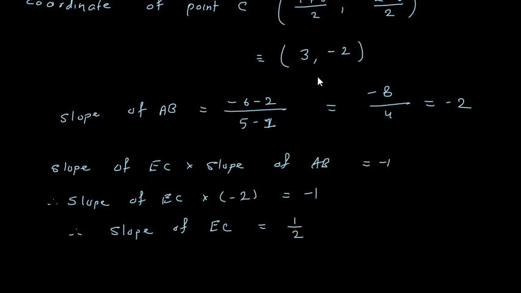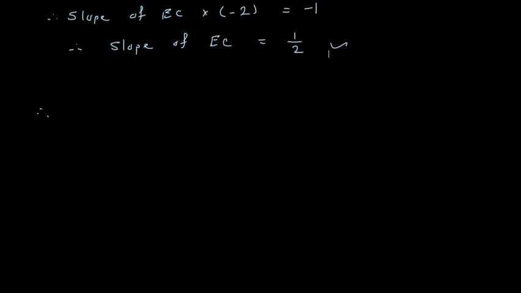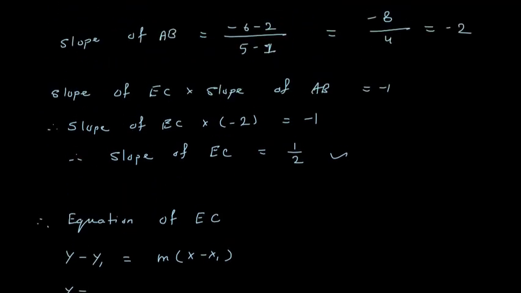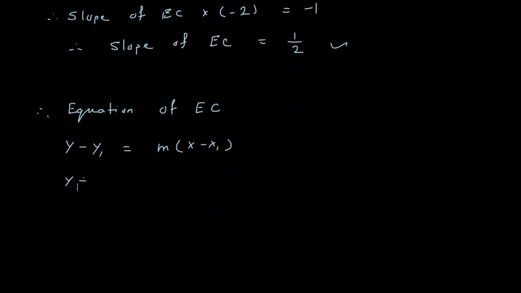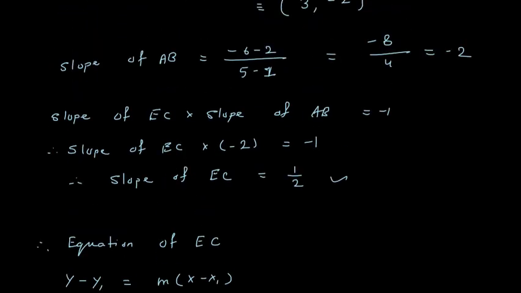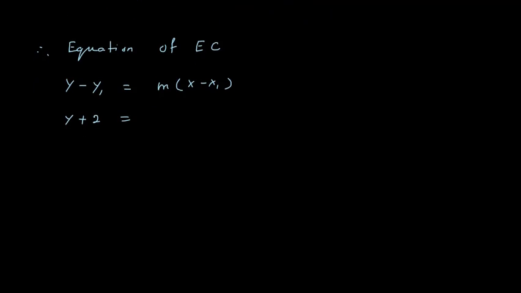So I have now the slope and I have point C. So therefore I will write the equation of EC. It is y minus y1 is equal to m into x minus x1. That is y minus, what is y1? It is minus 2, so it will become minus minus, plus 2, is equal to m, which is 1 by 2.